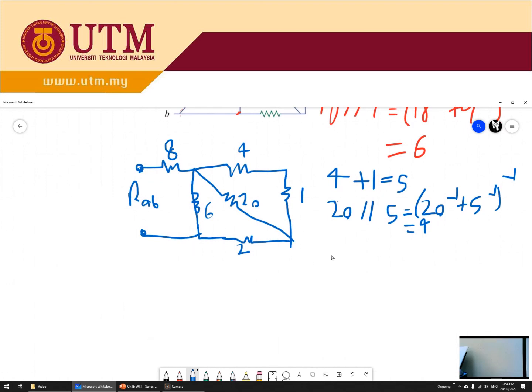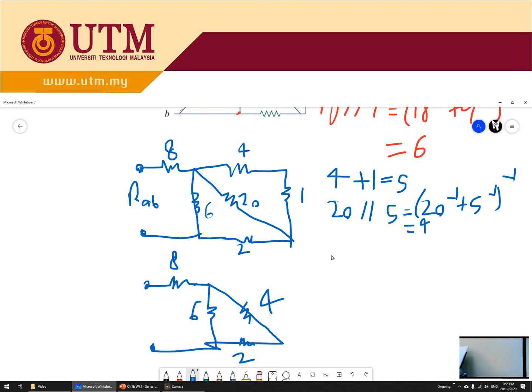So again, we redraw it to avoid confusion. So now it is 8. This one is 6. This one and this one... this one is 2, this one is 4.